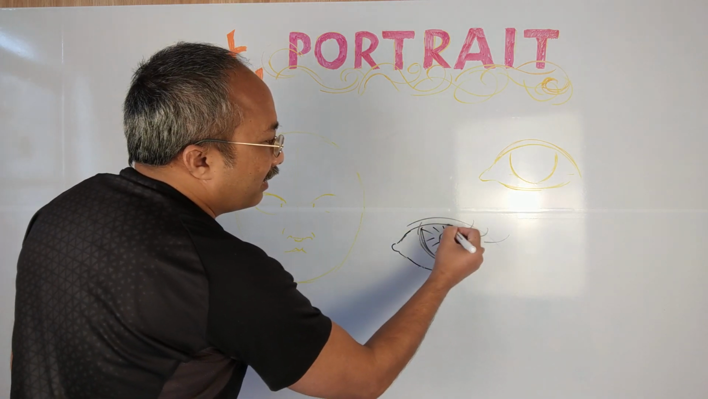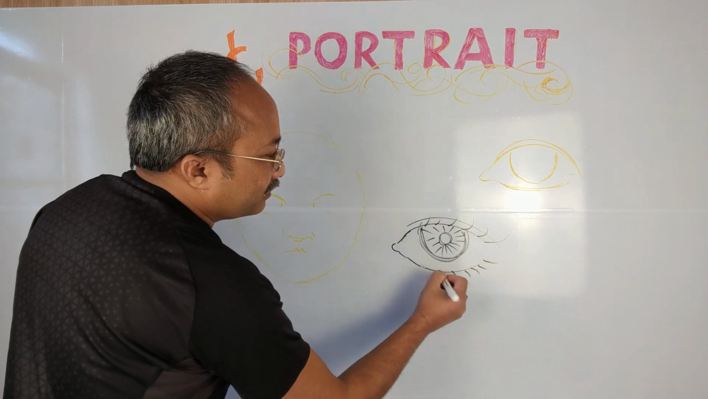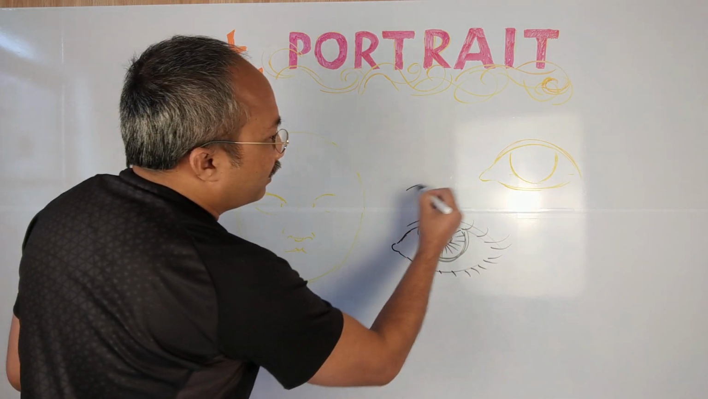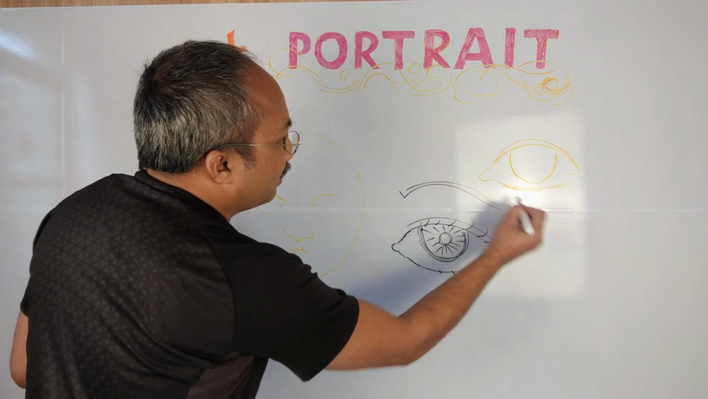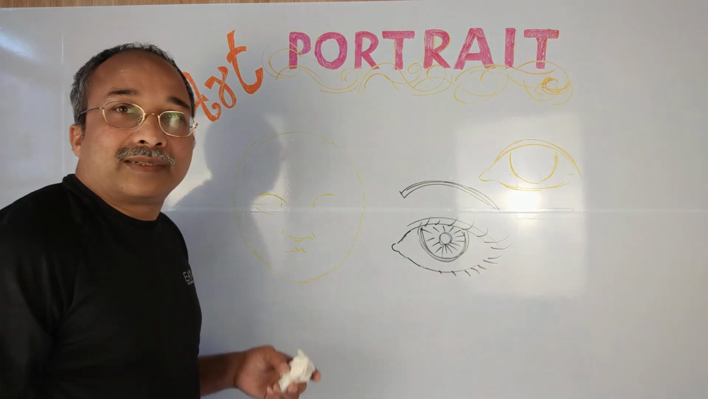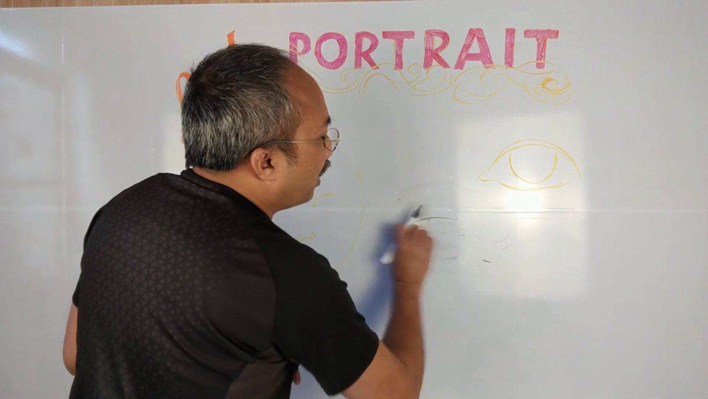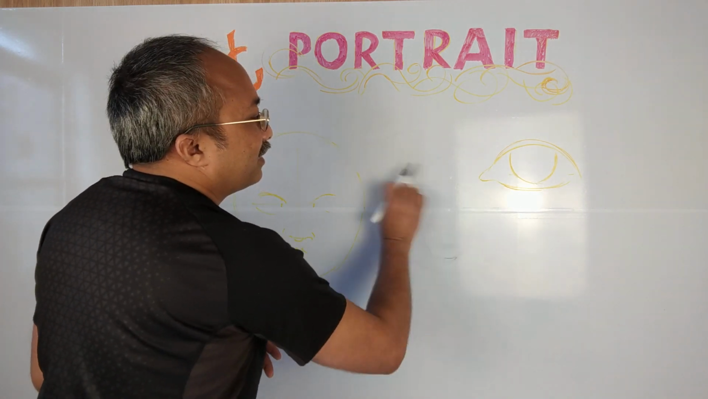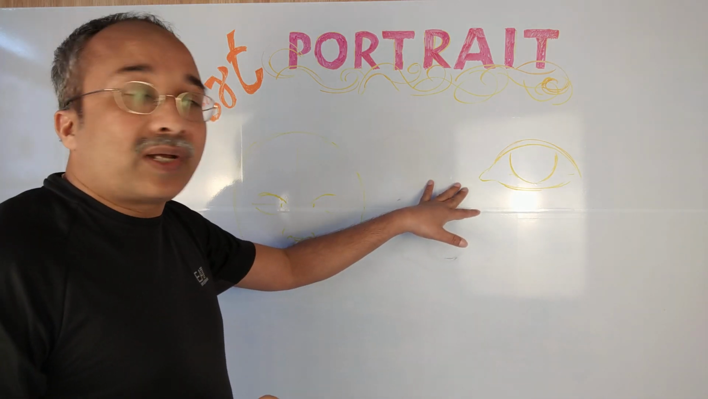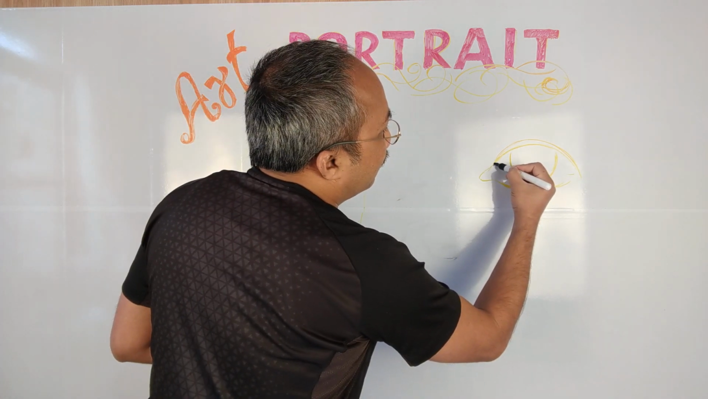Eyelashes, eyelids, and eyebrow, this goes like that. I'm going to show you here again how to draw an eye first. So we are learning to draw a portrait, and we start with learning to draw an eye. Again I'm going to show it here.